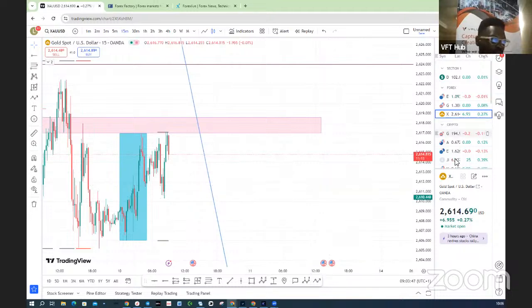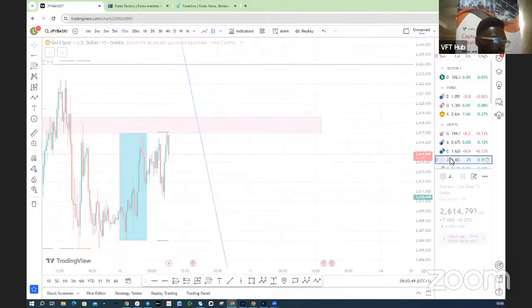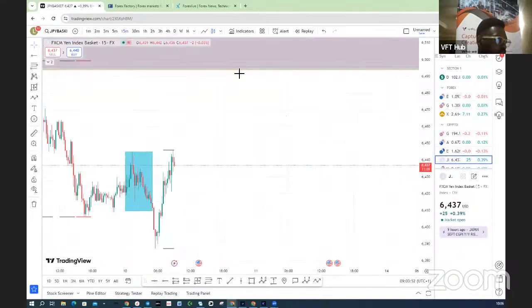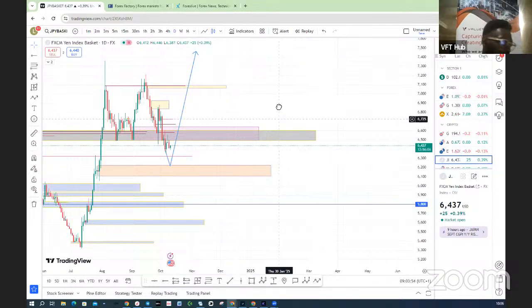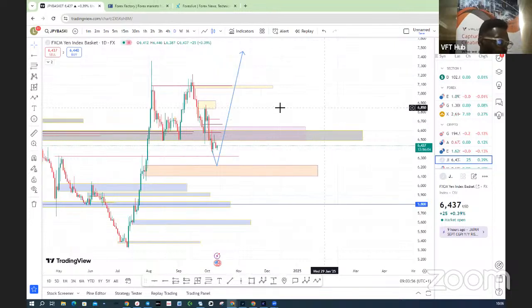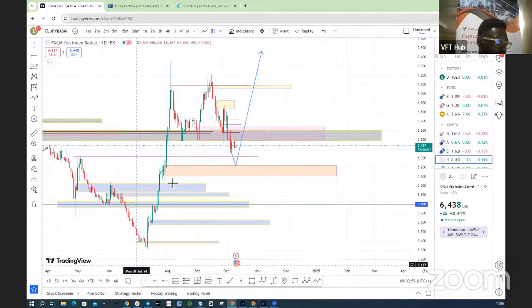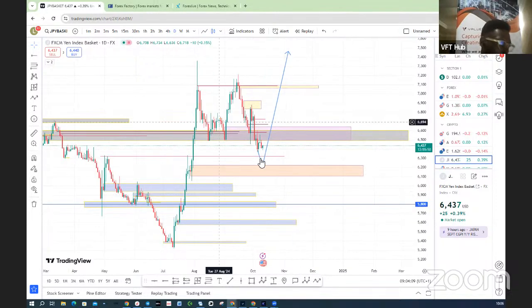Now, a quick one to see what is going on in Japan. From the daily time frame of the yen basket, we've observed that price has just been ranging after the breakout that we had sometime in the month of August. We've been anticipating that price should come down and get to this flip zone before it starts pushing to the upside, but we are not seeing any move like that. It's just been very sluggish.